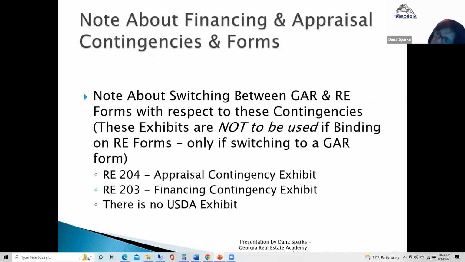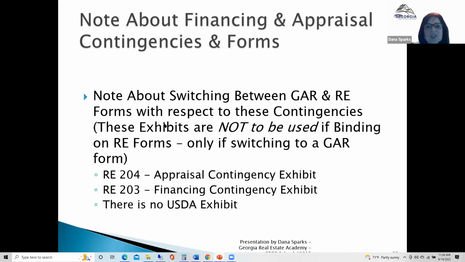So you're the buyer's agent. You get a counter offer back from the seller that's written on a GAR form. That's just the GAR purchase and sale. Well, your buyer might be fine with all the other pre-printed verbiage of the GAR purchase and sale, including the 8-day unilateral, so forth and so on. But nevertheless, you have no financing or appraisal contingencies for your buyer.